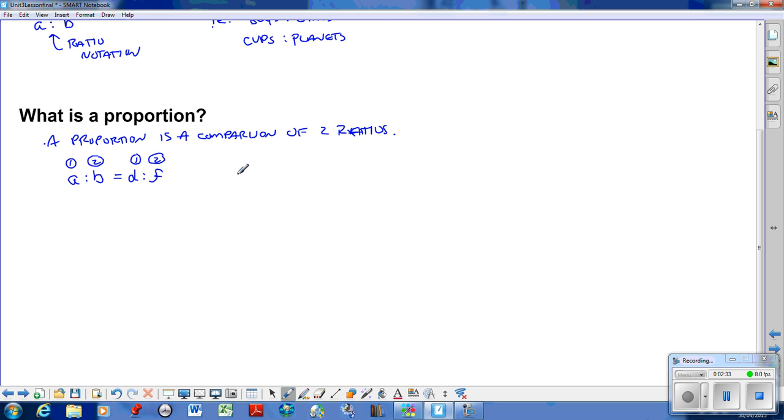Using one of our examples, if we were talking about boys to girls in our class, we could make a comparison with boys to girls in the school. So it still lines up. If you notice, the boys are still the first part of each ratio, and the girls are the second part of each ratio. It's very important that these parts of the ratios line up because it allows us to keep that balance. So there is exactly our proportion.